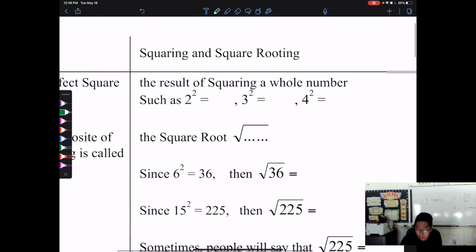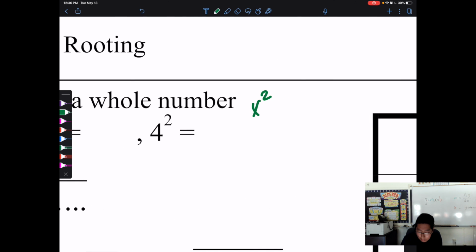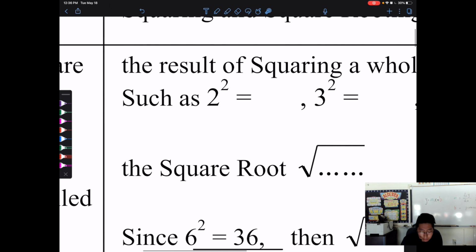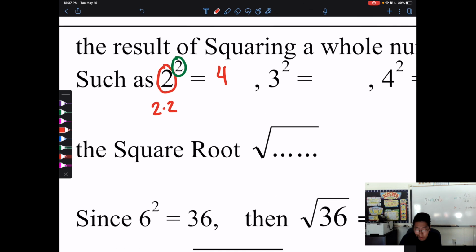So we could say something like x squared. Anything to the second power is squared. Here, our first number is 2 squared. What's our base? We have 2, and our exponent is always going to be 2 when we are squaring. Here we have 2 times 2, which is 4. So 2 squared is 4, and the perfect square is 4.